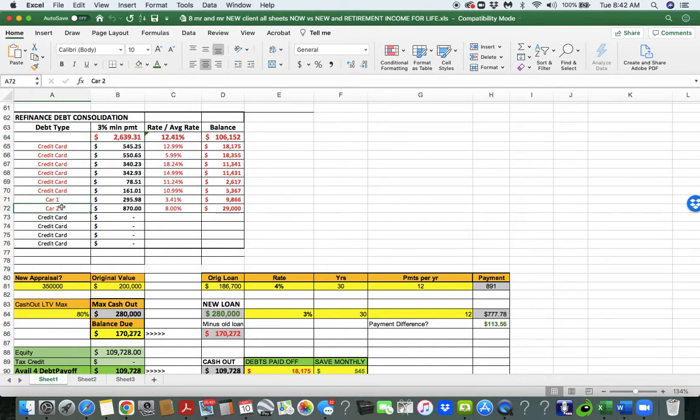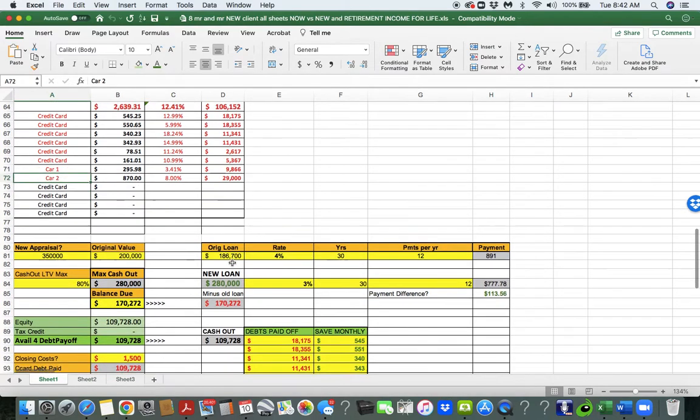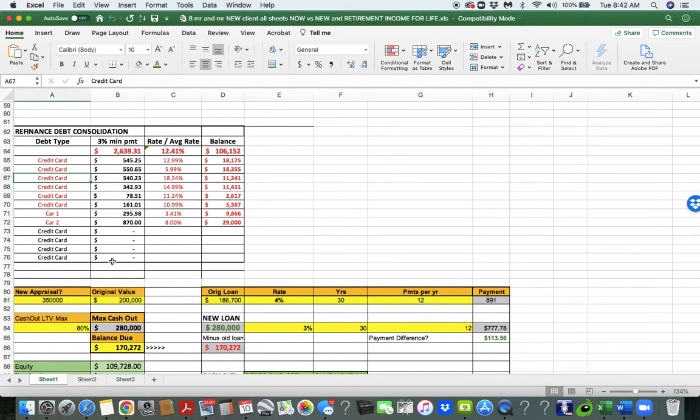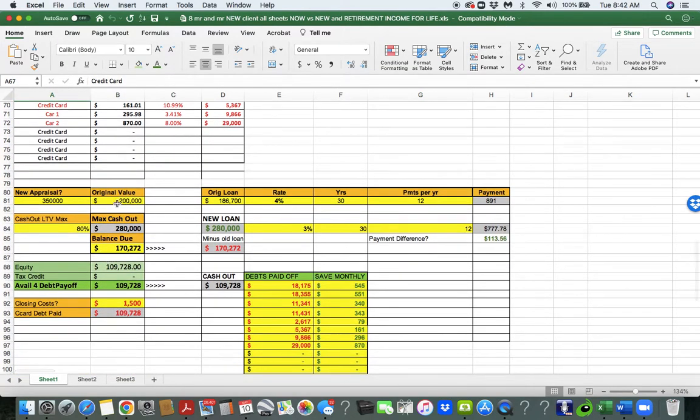Also get the information for your car. And what we'll need is the original loan amount, the rate, how many years, and how many payments on that. We'll do them on the house, your car, and your credit cards. But we'll start with your house value. Obviously, usually a refinance or debt consolidation is the best way to do that.